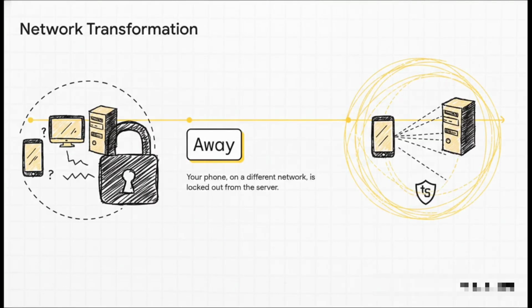The difference is just night and day. Before Tailscale, when you're away from home, your phone is an outsider. It's locked out. But once you install Tailscale on your server and your phone, it creates this encrypted, direct connection between them. Suddenly, your phone is an insider. It's part of your private network, and it can talk to your server as if it were sitting right there on your desk at home.